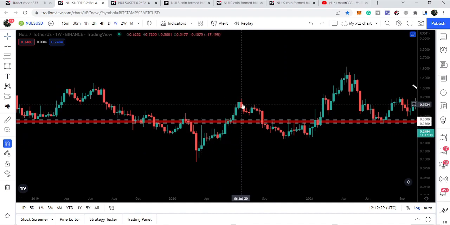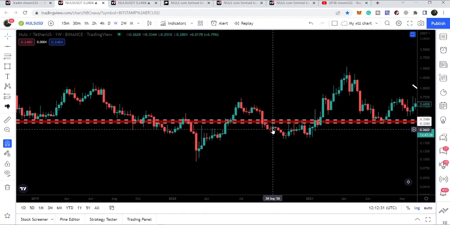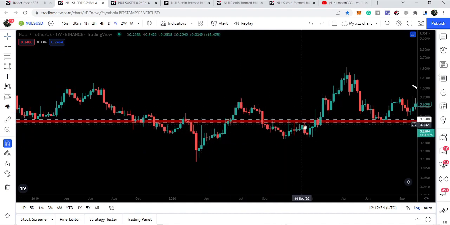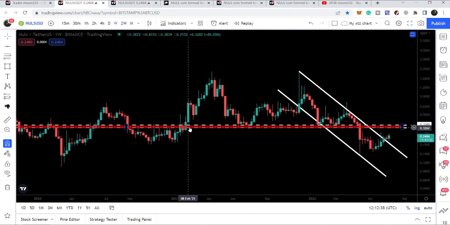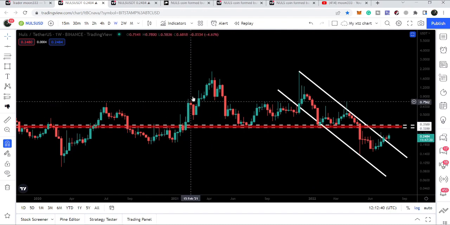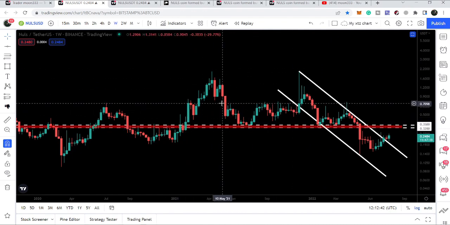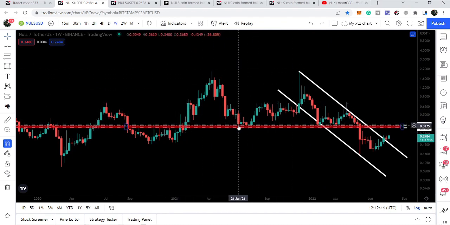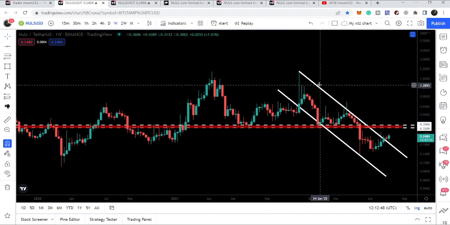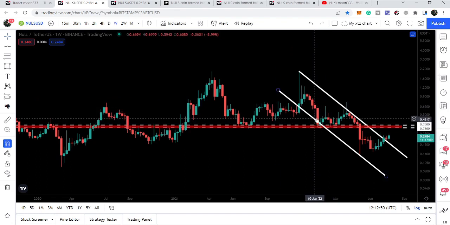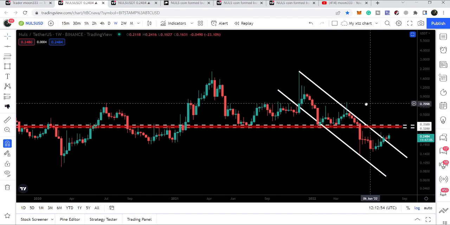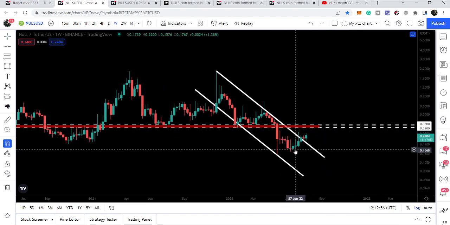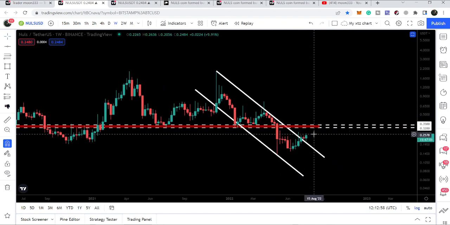Then we broke it out here, and again we broke it down, and here you can see that we had several rejections by this resistance zone. Once we broke it out here in the month of Feb 2021, then again it worked as a nice support. We bounced from here, we got some other bounces from here, and we had a nice rally. Again, the price line used this level as a support here, and right now you can see the price line is again moving towards this resistance.